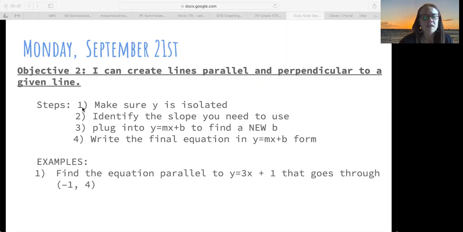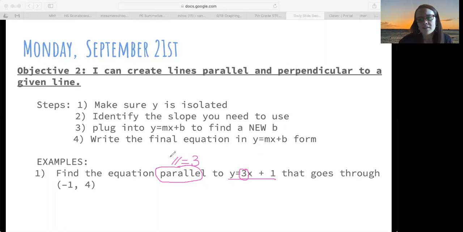So the first step is to make sure that your y is isolated. So in our first example, we are very fortunate. Y is isolated, so I'm going to move on to the next step. Step number 2 is identify the slope that we need to use. So in the problem, they mentioned that I need a parallel equation. I'm making a new equation that is parallel. So since they want parallel, I want to make a parallel slope. That's why we practiced that earlier. So a parallel slope to this line, our slope is 3, a parallel slope would just be 3. So that's the one that I'm going to use when I say identify the slope. That's what I want to use is 3. And now I'll keep going.